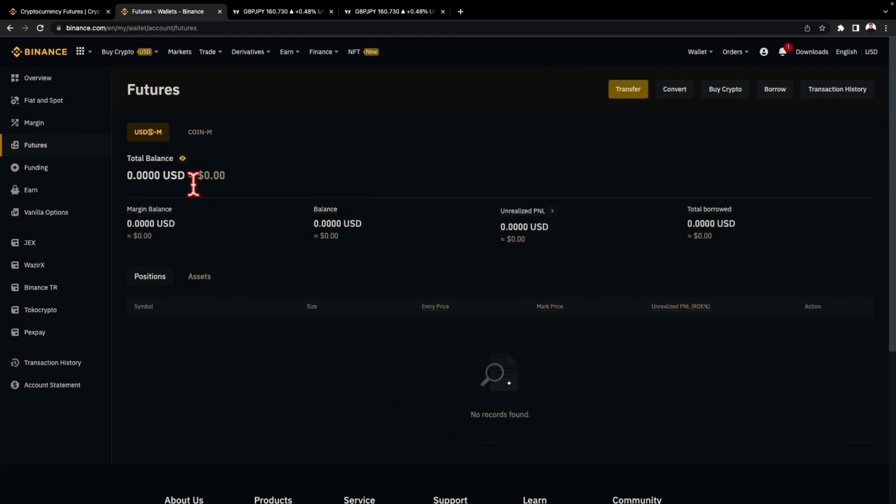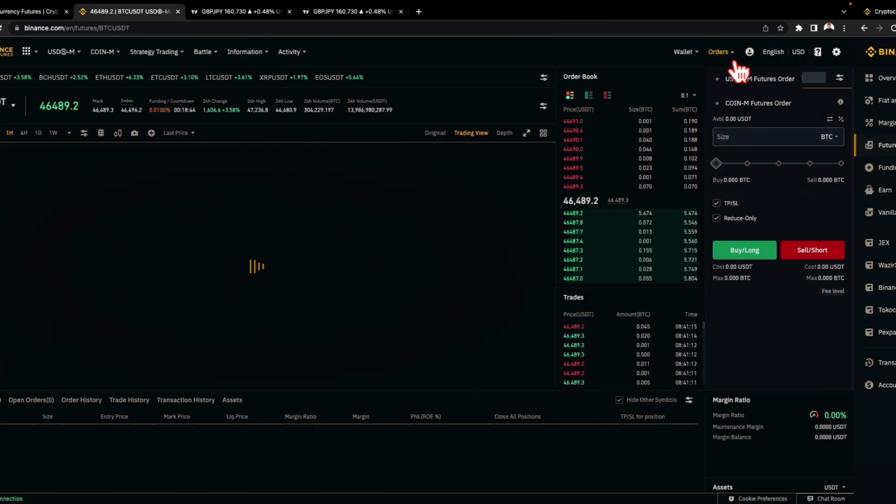This shows you what you have in your account. And as you can see, I have here $0 because this is used for demonstration. If you want to convert, buy crypto, borrow crypto, and your transaction history, all of them are shown here for you. So the next one we have is order.